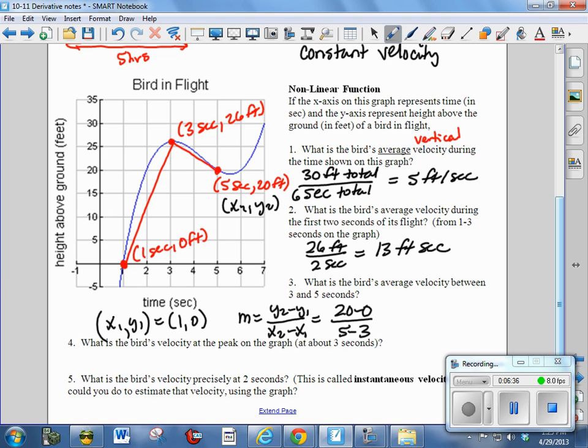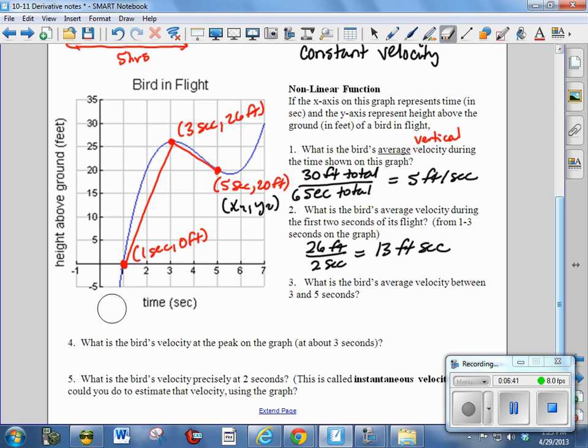Oops. I totally did that wrong. Sorry. I'm trying to go from 3 to 5 seconds. So we'll call this one our x1, y1, and we'll call this one our x2, y2. So when I do slope is equal to y2 minus y1 over x2 minus x1, I'm saying 20 minus 26 over 5 minus 3. So this is negative 6 over 2, which is negative 3 feet per second.